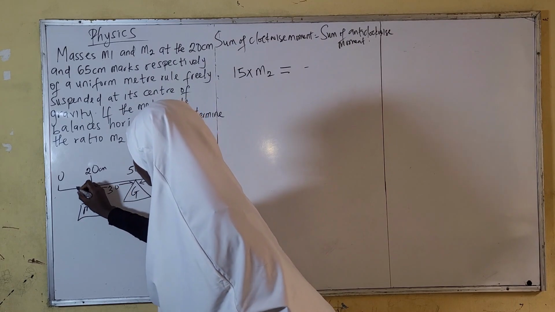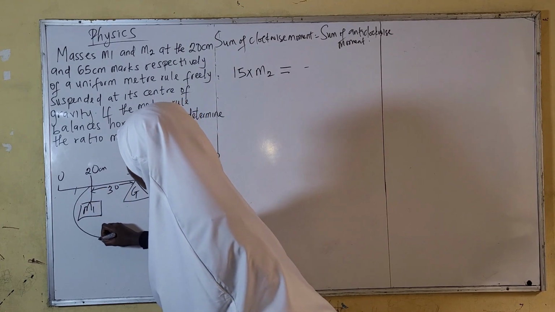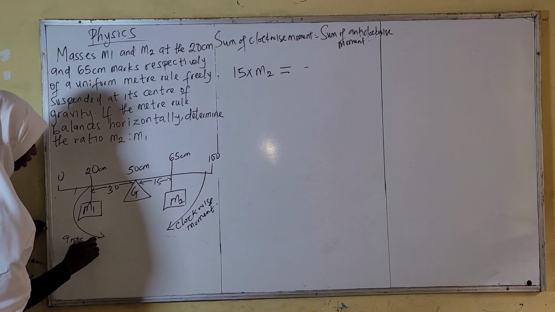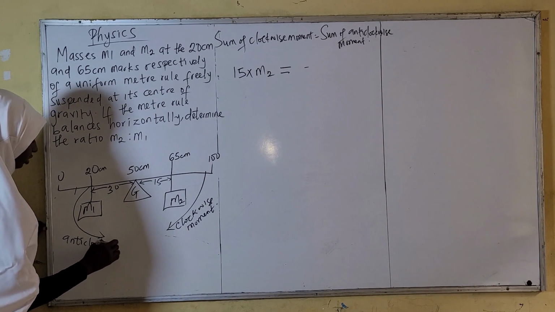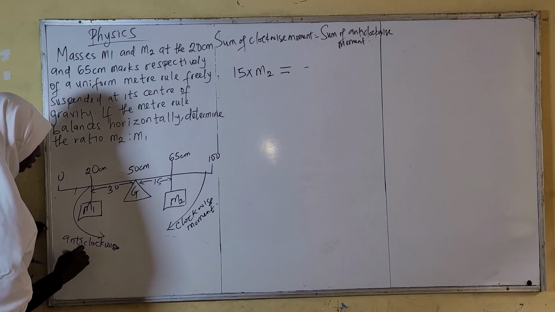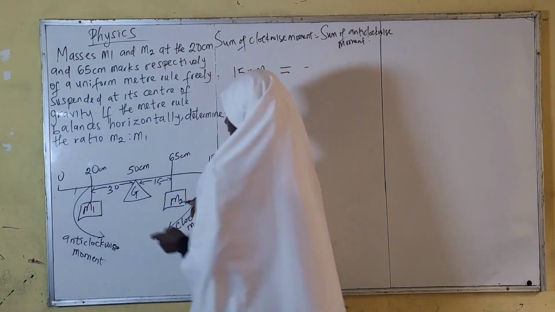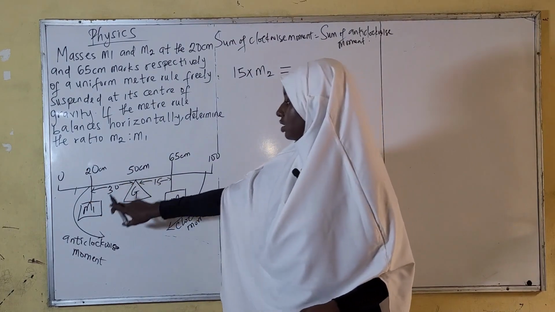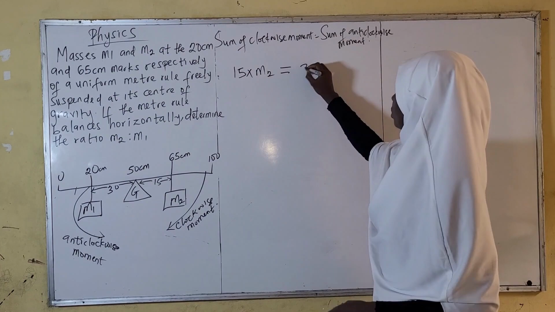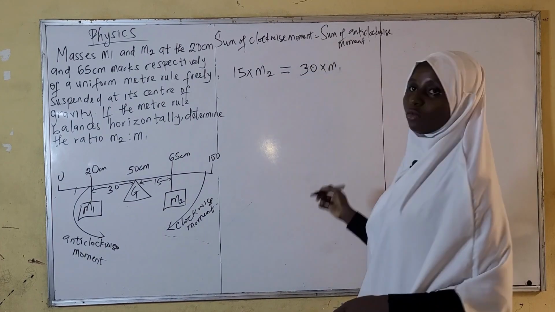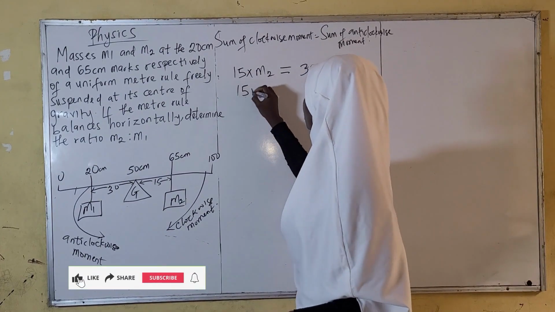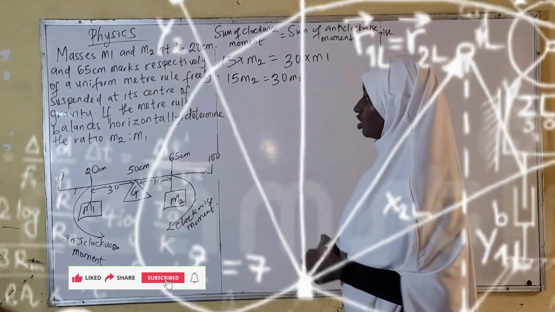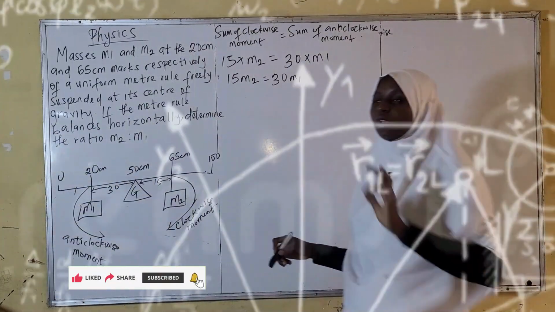From this point, that is the anti-clockwise moment. The distance from here to the center of gravity is 30, times M1. So we have 15 M2 is equal to 30 M1. The question says determine the ratio of M2 to M1.